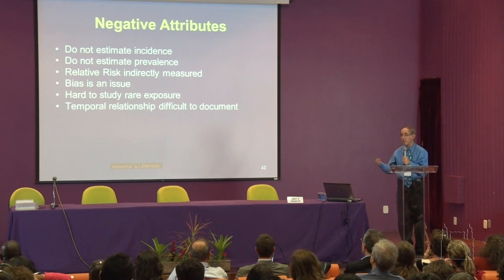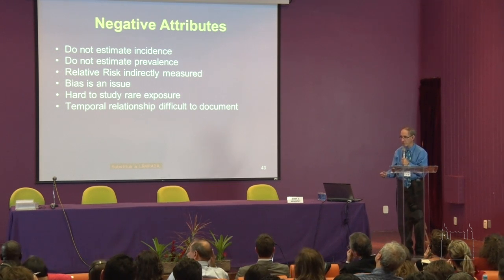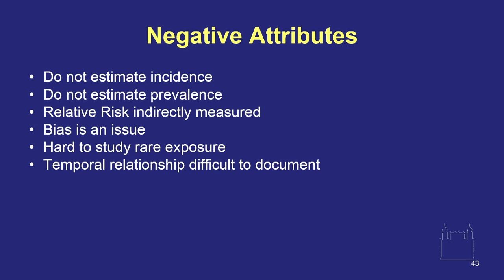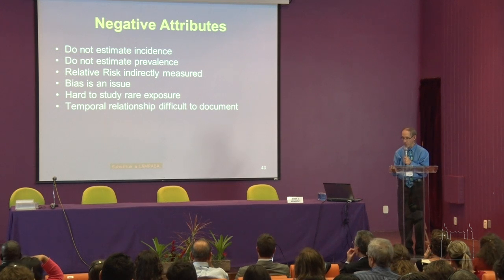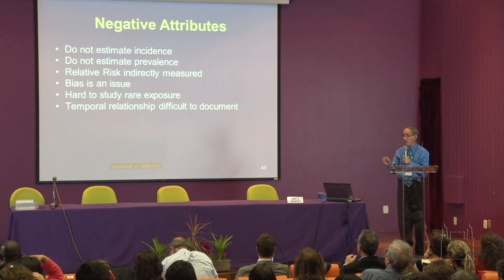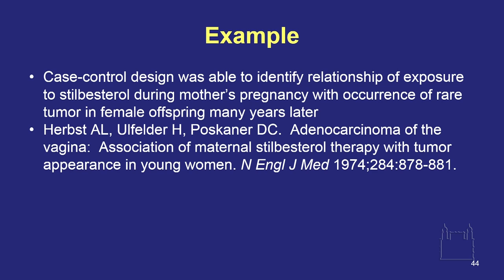Negatives: it doesn't let you estimate incidence or prevalence, or even relative risk, how risky it is to have one risk factor versus not having a risk factor. It's only indirectly measured. Bias could be an issue in terms of picking the control group. It's hard to study an exposure that doesn't happen a lot. So those are some of the problems.